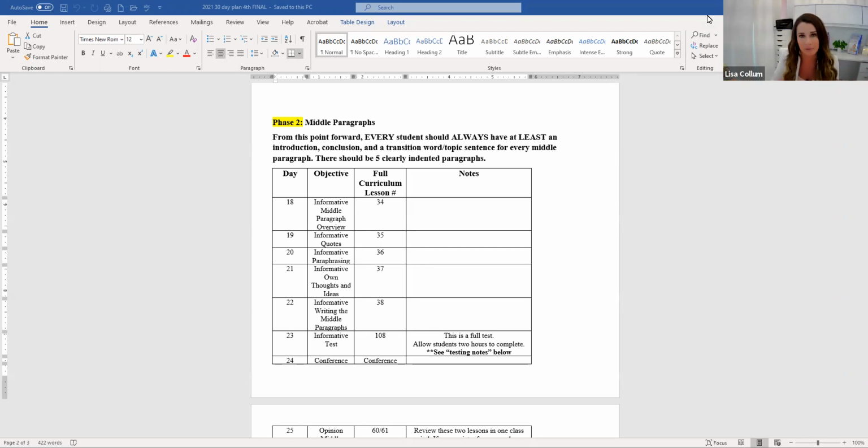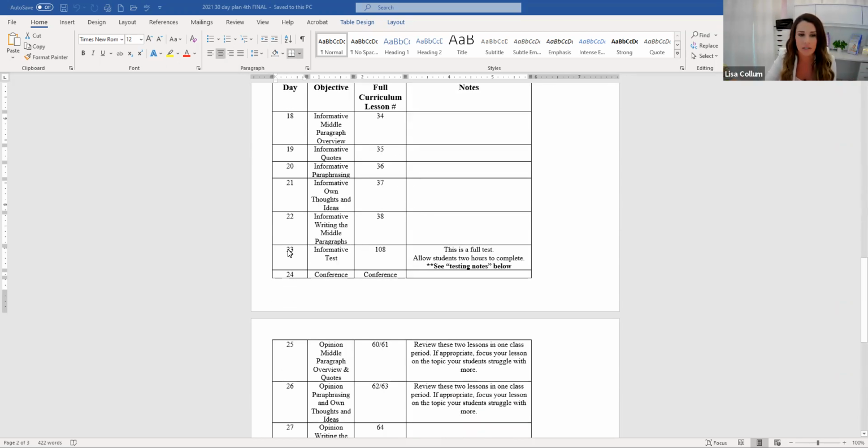So now we're moving into the middle paragraphs and the sentences that are full of support and elaboration. Just like in phase one, I have laid out the day, the objective, and the lesson number, along with any additional notes that may be needed. You'll see here on day 23, which is lesson 108, they are taking a full test. So I just put in a note that they will need 2 hours that day for the test.